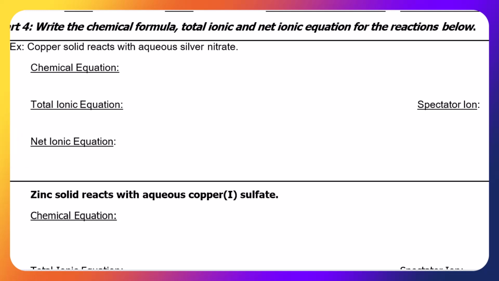All right, so copper solid. Write the chemical formula, total ionic and net ionic equation for the reactions below. Lovely. So we're going to write the chemical equation, sometimes called the molecular equation. It says copper solid. By the way, if you want to look, I think there's something above that looks exactly like this. All right, and then copper solid plus silver nitrate.